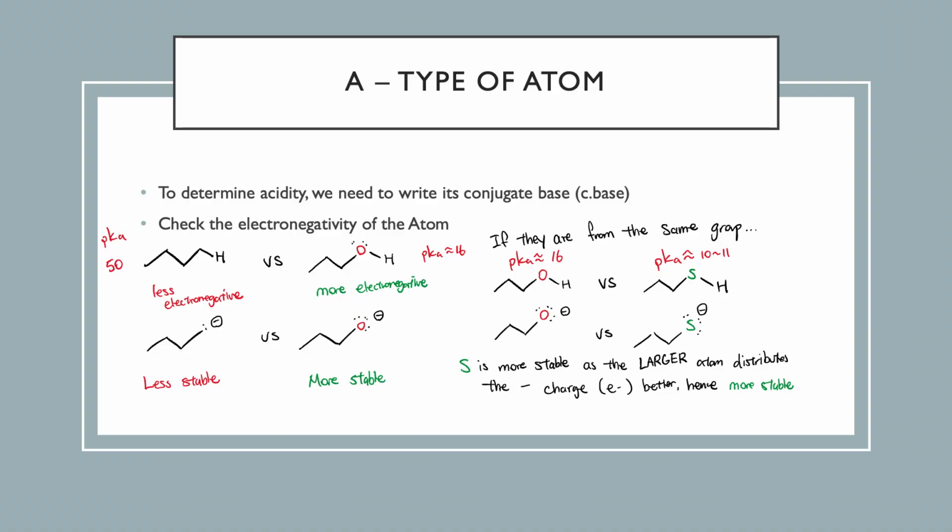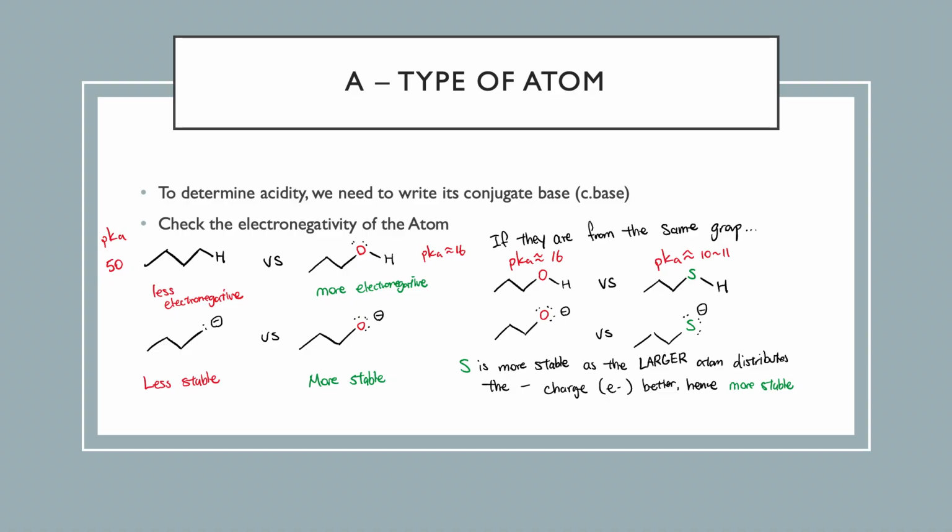Now, when you are comparing two atoms in the same period, or the same row in a periodic table, like carbon and oxygen, the atom with the higher electronegativity is considered more stable. In this case, oxygen, being more electronegative, is more stable.